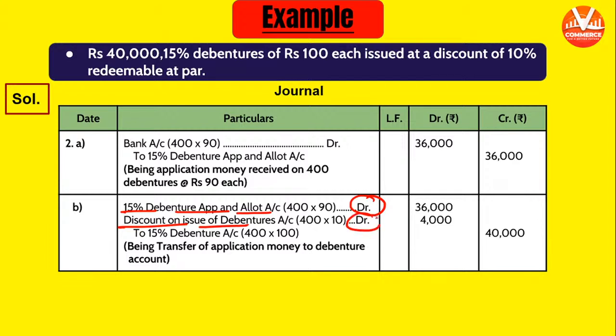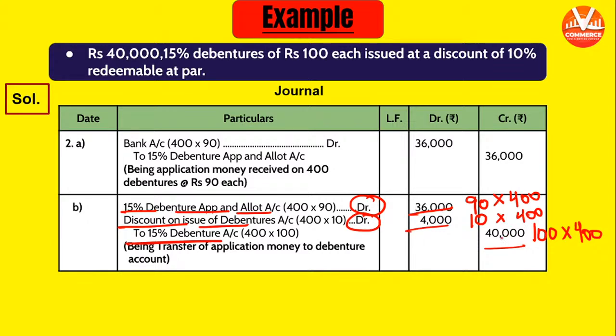And then the next entry will be debenture application and allotment account debit, discount on issue of debenture debit, to 10% debenture. In debenture application and allotment, you will record 90 rupees. In discount, you will record 10 rupees. In percentage debentures, you will record 100 rupees. 90, 10 and 100. And then you will multiply it with number of debentures, that is 400. So 36,000, 4,000 and 40,000. This is your answer.